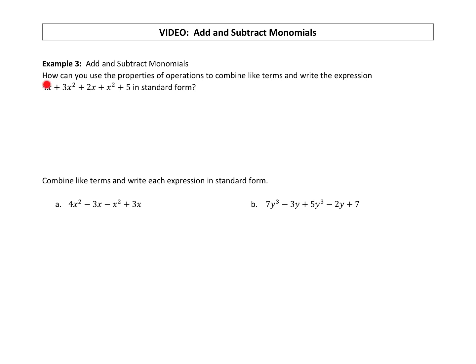Example 3, how can you use the properties of operations to combine like terms and write the expression 4x plus 3x squared plus 2x plus x squared plus 5 in standard form? So again, all of our answers need to be in standard form for a final answer. And then what they want us to do is use our operations to combine like terms.